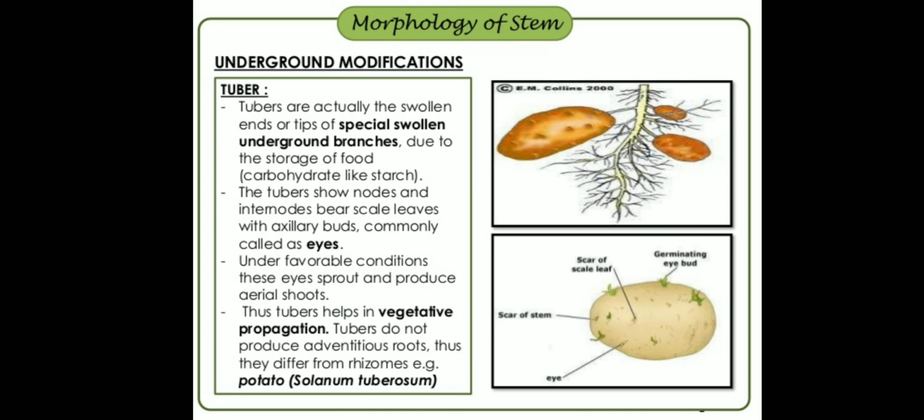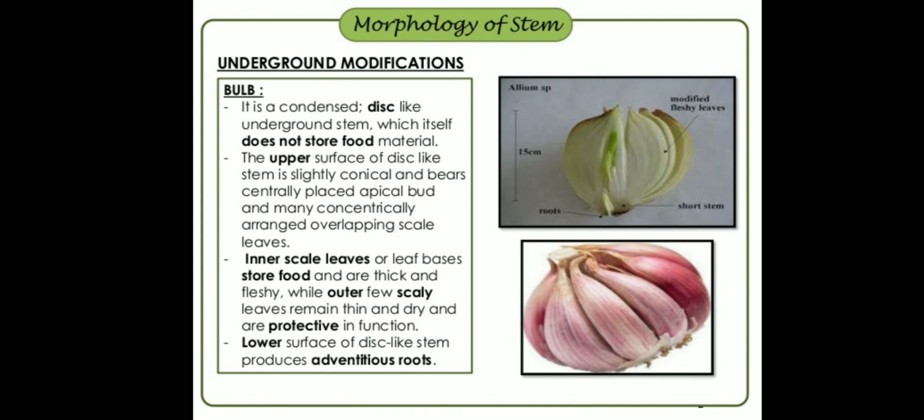Tubers do not produce adventitious roots, thus they differ from rhizomes. An example is potato, Solanum tuberosum. The other modification of stem is the bulb. It is a condensed disc-like underground stem which itself does not store food material. The upper surface of the disc-like stem is slightly conical and bears a centrally placed apical bud and many concentrically arranged overlapping scale leaves. Inner scale leaves or leaf bases store food and are thick and fleshy, while the outer few scaly leaves remain thin and dry and are protective in function.